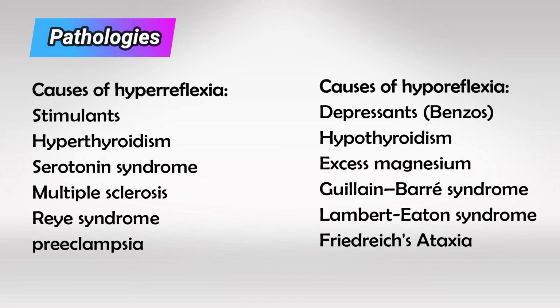And we see hyporeflexia in patients taking depressants, hypothyroidism, excess magnesium, which is important in exams, Guillain-Barré syndrome, Lambert-Eaton syndrome, and Friedreich's ataxia. There's another condition which is called areflexia, which is basically complete absence of reflexes, and this is commonly confused with hyporeflexia. So hyporeflexia is having mild or small reflexes, and areflexia is having no reflexes at all.